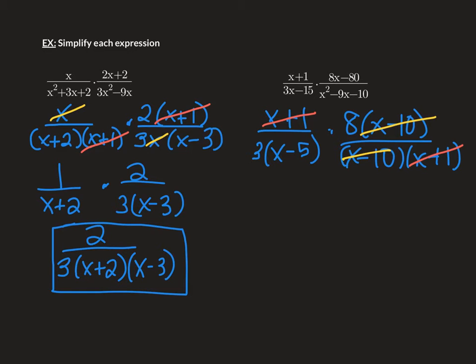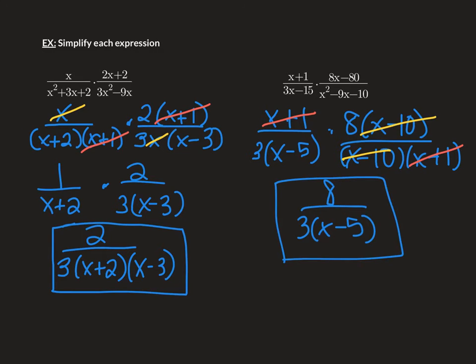So I'm just going to multiply these two straight across, and I have nothing in the top here and just an 8 left in the numerator. And in the denominator, I have a 3 times an x minus 5, and again, I'm not going to multiply them. I'm going to leave them in their factored form. And this is my final answer.